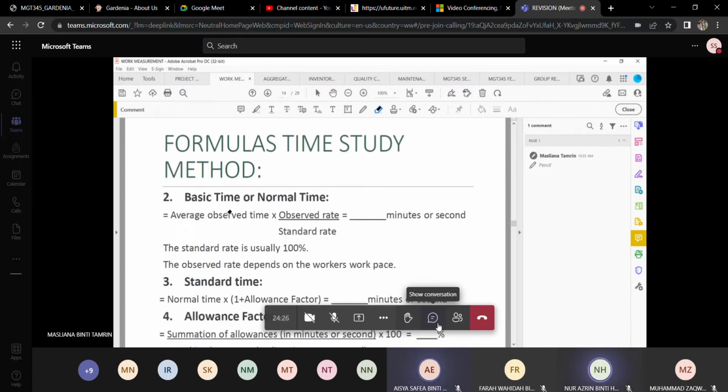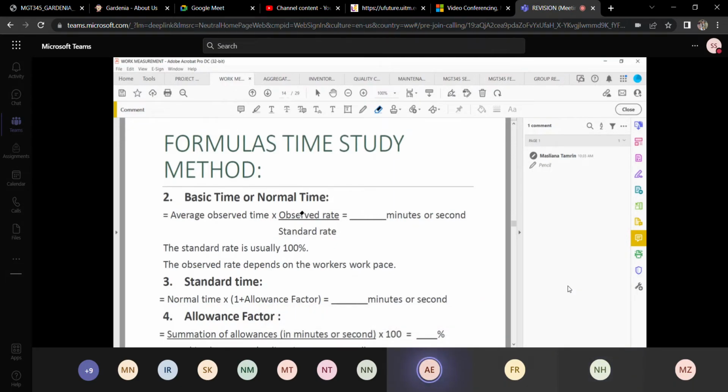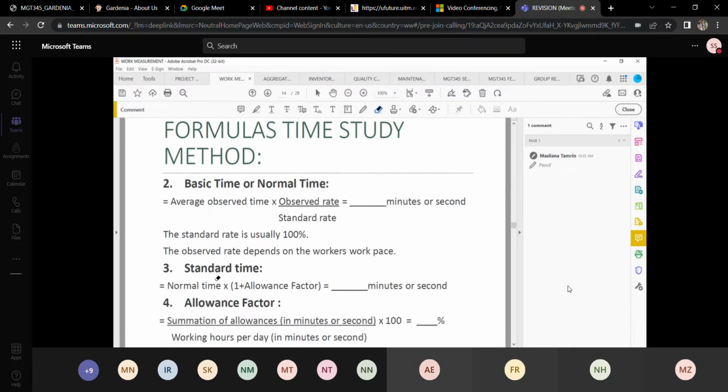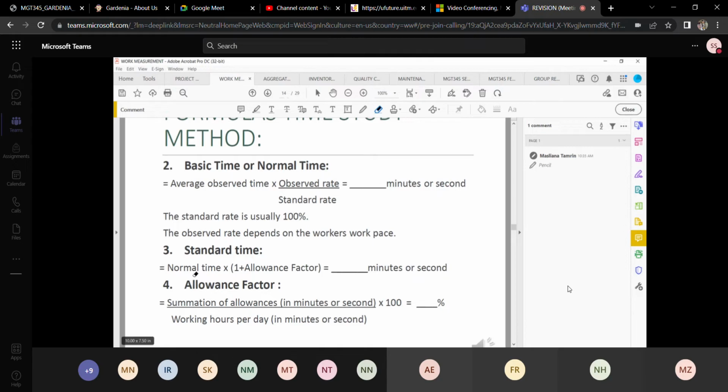Next is to find the basic time or normal time: average observed time multiplied by the observed rate. This observed rate is your performance rating. The observed rate can be more than 100, it can be below 100, depending on the worker's work pace. Observed rate, also known as the performance rating, over standard rate. Standard rate here is 100%, so over 100. Your answer can be in minutes or seconds. The standard time equals the normal time multiplied by 1 plus allowance factor.